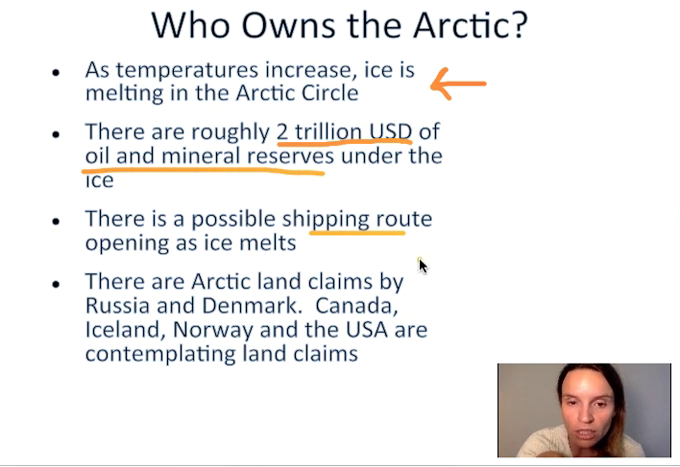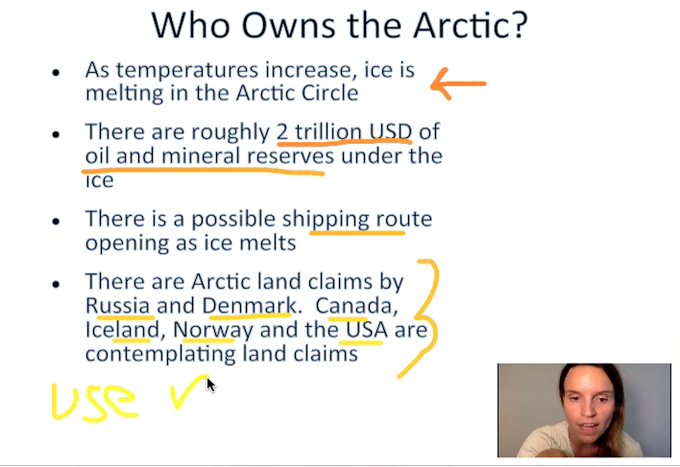And there's a real scramble in terms of Arctic land claims. They've already been made by Russia and Denmark, and Canada, Iceland, Norway, and the United States are all trying to figure out how they can make a land claim up there and take some part or control some part of the use valuation of this resource.